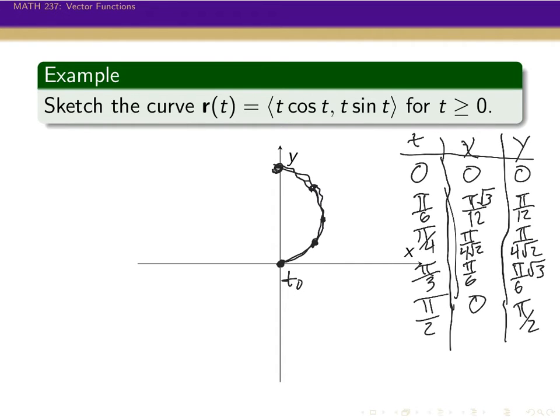Rather than going through all the points, I'm going to jump right up to pi. So at pi, cosine is -1, and so I get minus pi there. And sine of pi is 0, so I'd have 0 there. And so if that's pi over 2, then this would be at pi. And so this would curve out to there.